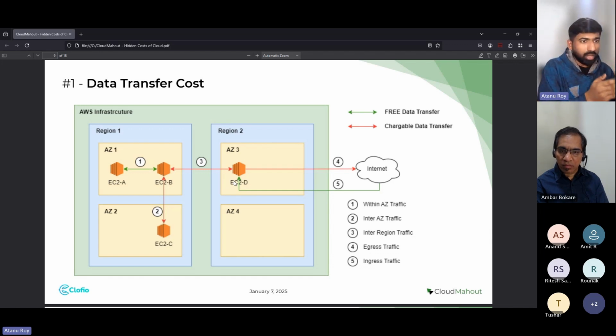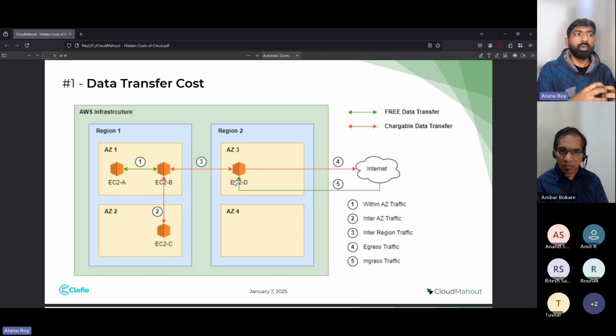So as a startup, when you are moving from 0 to 1 journey, probably your data transfer cost will be very low. But as you keep moving from 0 to 1 to 10 or 10 to 100, your data transfer cost will keep increasing. Now let's take a moment and try to understand what options we have to reduce your data transfer cost. Reducing data transfer cost is a purely contextual topic.